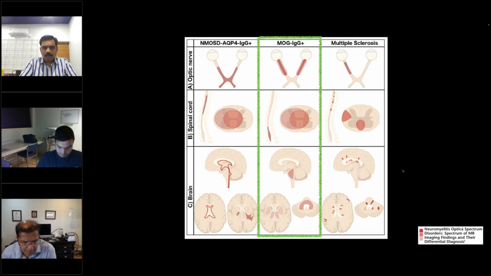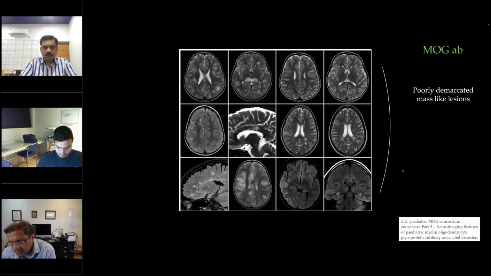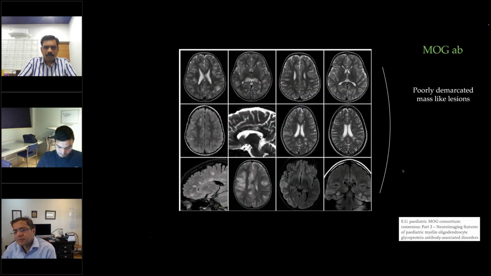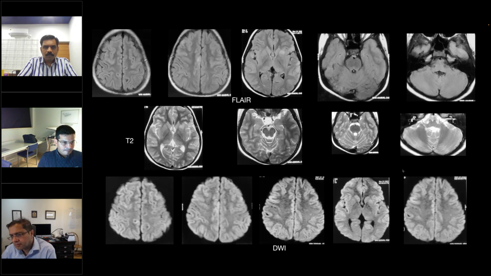So at this point, thinking of differentials of demyelination, possibly MOG antibody-related disorders, and also infective etiology, viral infection would be the first possibility as compared to other bacterial and fungal infections. And I'll open the case for the panelists. And if you could go back to the history, please.